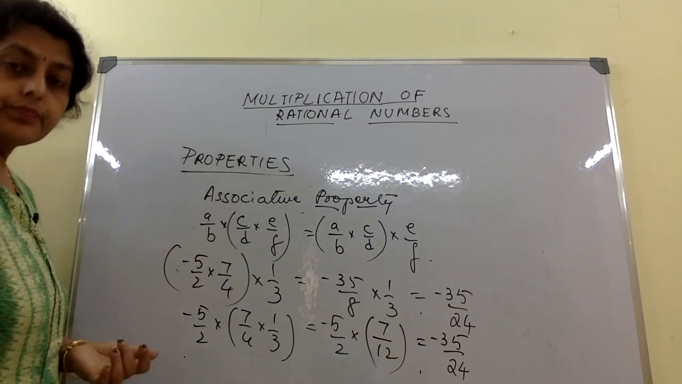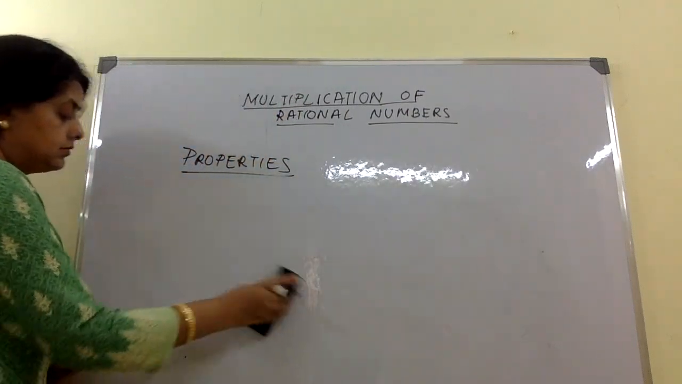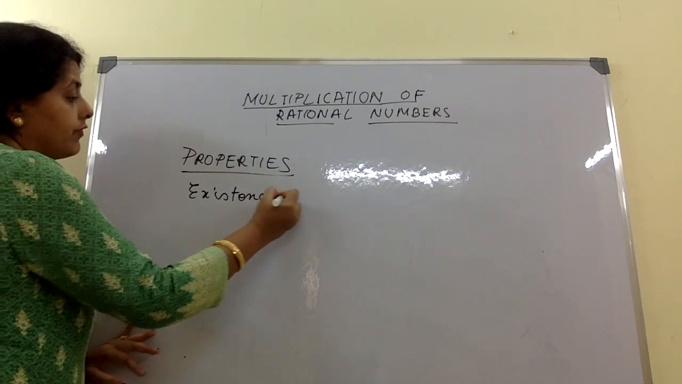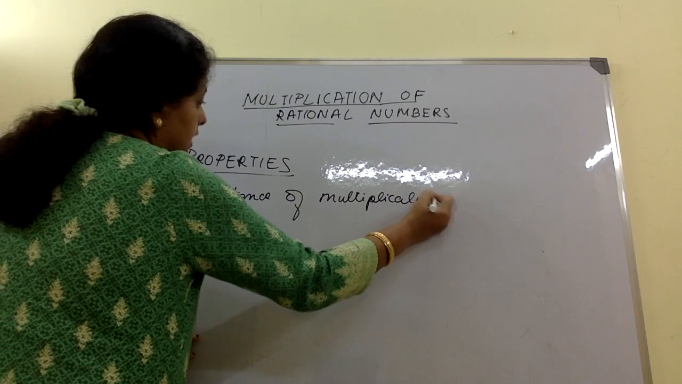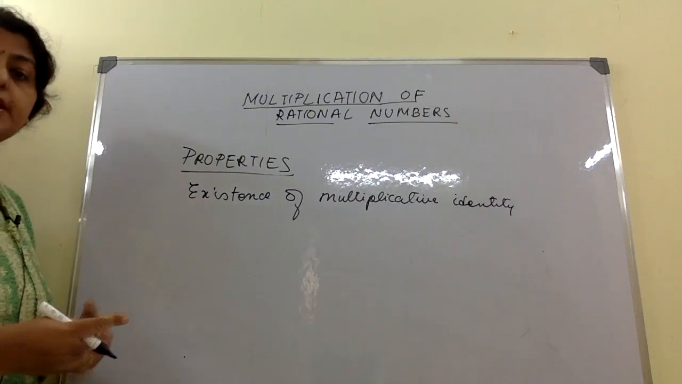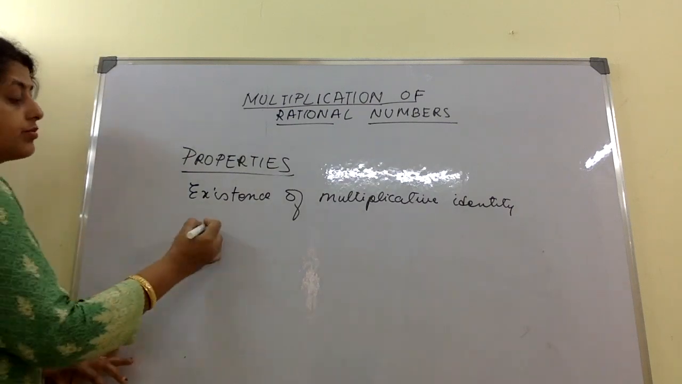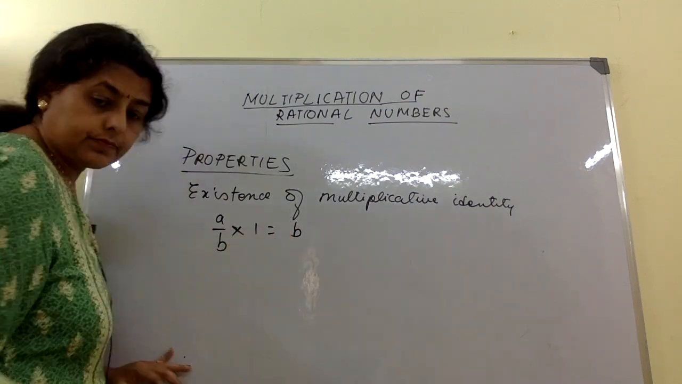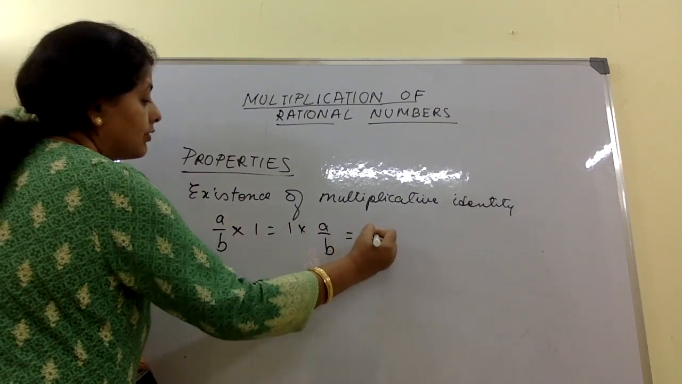Okay. Now, existence of multiplicative identity. What is multiplicative identity? Let us see. So here for all rational numbers, supposing it is a by b, a by b into 1 is equal to 1 into a by b, which is equal to a by b.